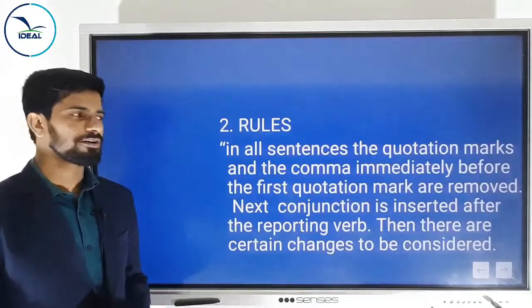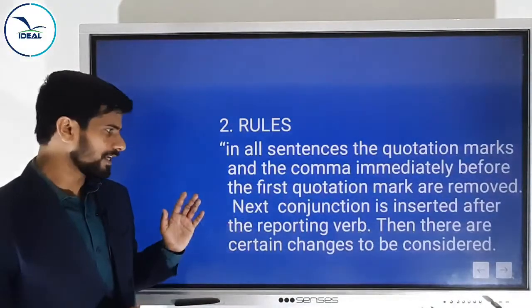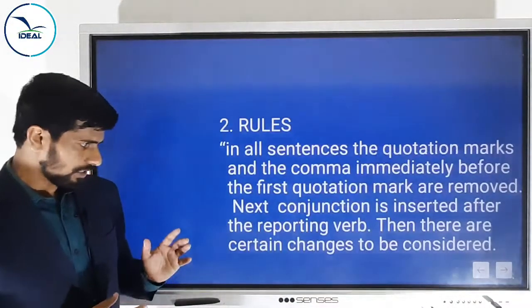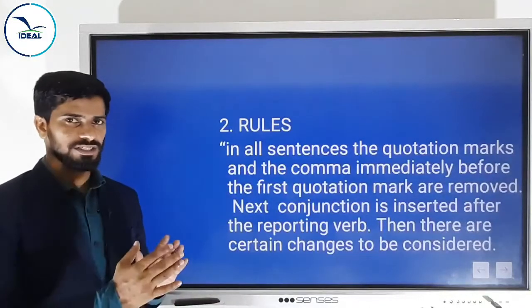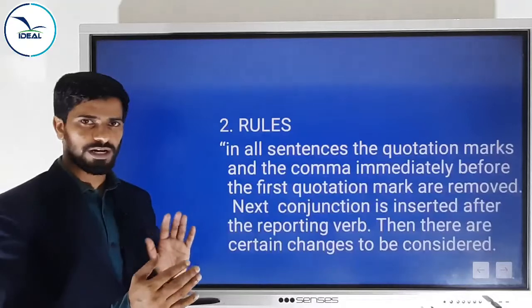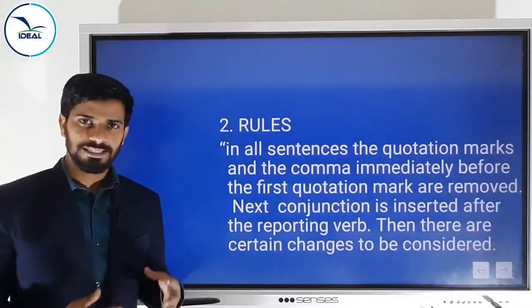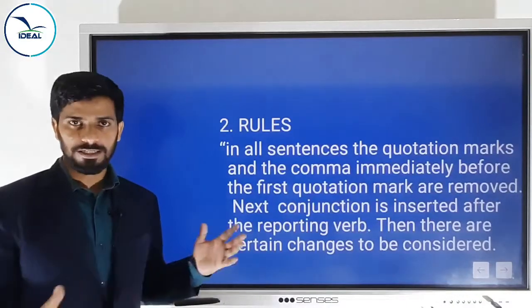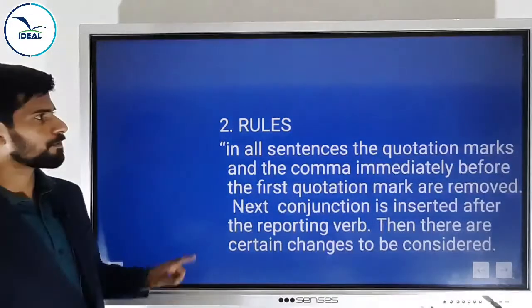So as it is said here, you have to remove the quotation marks and the comma immediately before the first quotation mark, and after removing these, you have to add a conjunction. Right. After that, when you convert that sentence, you will have to make some other changes in tense, and changes in the words that show time and place. Okay, we'll learn all these things elaborately now. Let's start with an example now.